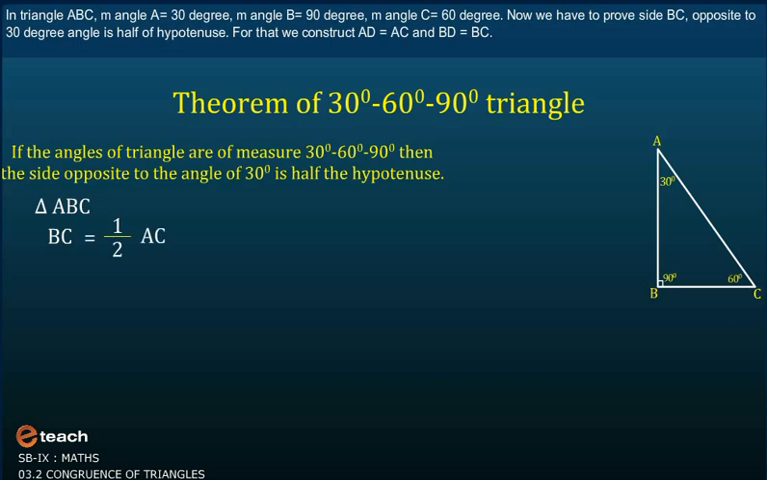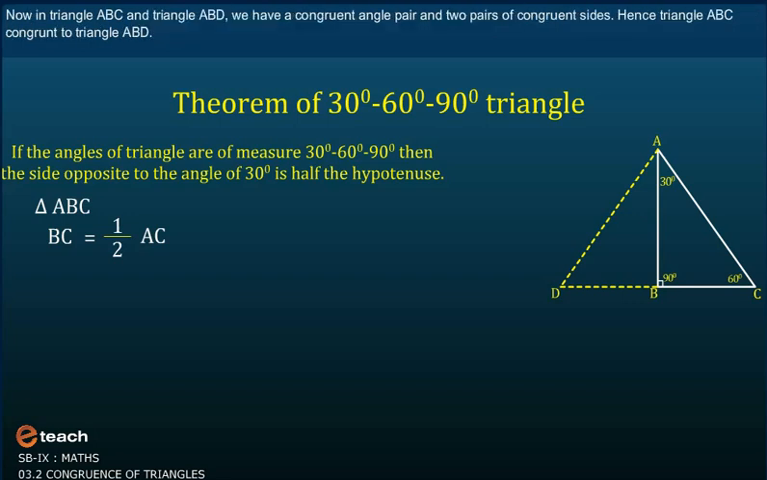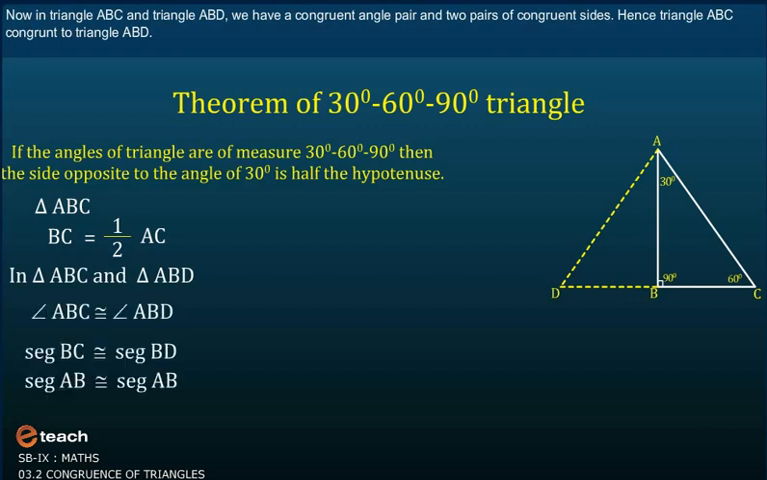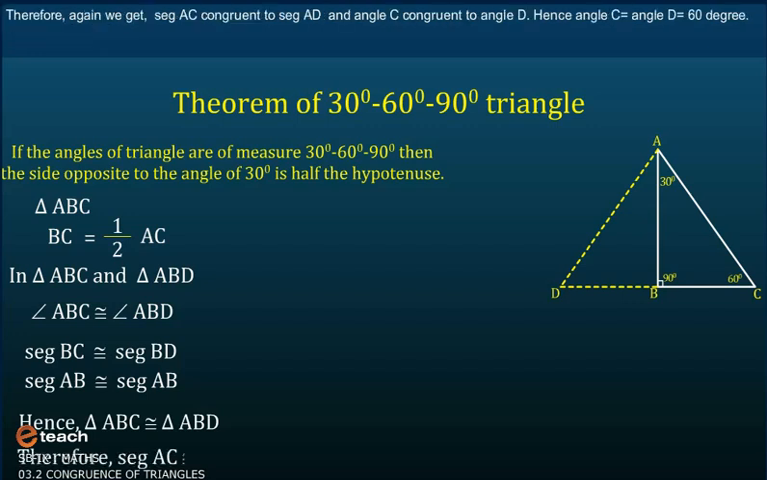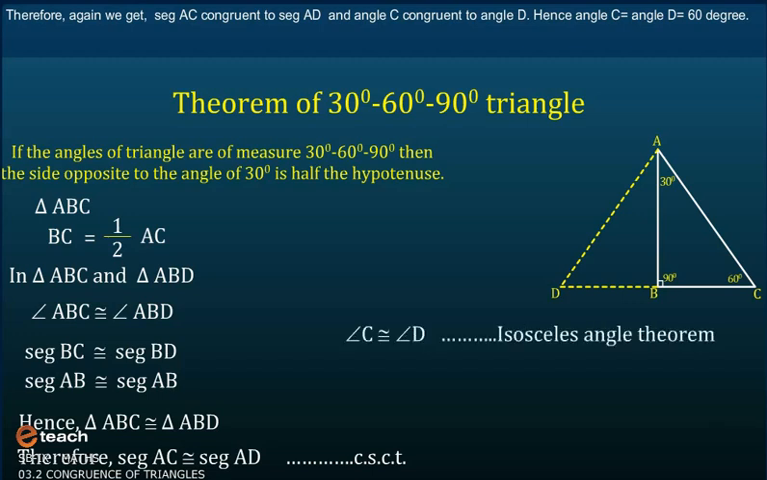For that, we construct AD is equal to AC and BD is equal to BC. Now in triangle ABC and triangle ABD, we have a congruent angle pair and two pairs of congruent sides. Hence, triangle ABC is congruent to triangle ABD. Therefore, again we get segment AC congruent to segment AD and angle C congruent to angle D. Hence, angle C is equal to angle D is equal to 60 degree.